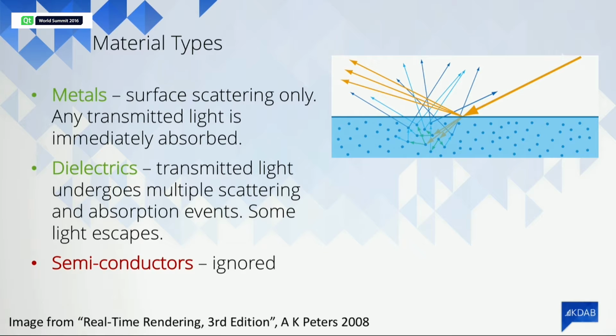Dielectrics, or insulators, on the other hand, the light penetrates and then undergoes multiple scattering and absorption events. So you can see here we've got the arrow coming in, and for the arrows that penetrate the surface, they're being bumped around and scattered many, many times. They're changing color because some light is being absorbed, and then some of them will actually manage to escape again. This is what gives materials their more diffuse color appearance. And finally, there's semiconductors, which we're going to ignore because we don't tend to render many semiconductors in real time.